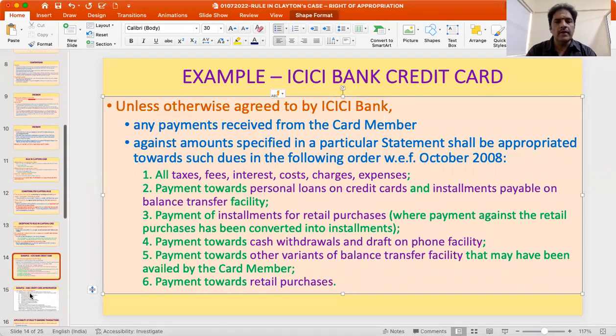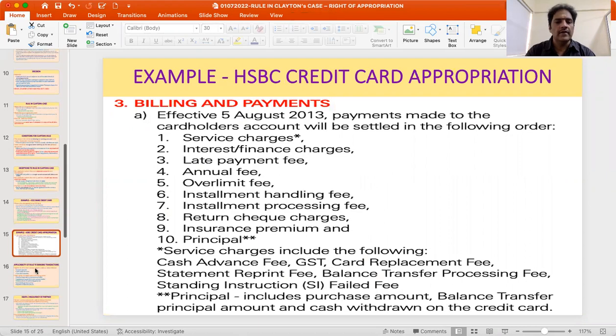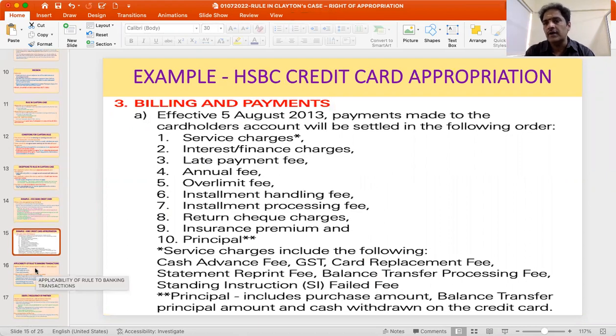So another example is the HSBC credit card appropriation. Here also you will find the service charges, interest, finance charges, late fee, annual fee, over limit fee, etc. And finally, you will have principal, which includes purchase amount, balance transfer, cash withdrawn on credit card, etc. So these terms could be different for different cards and for different kinds of credit facilities, and you need to be aware while you are entering into this transaction.